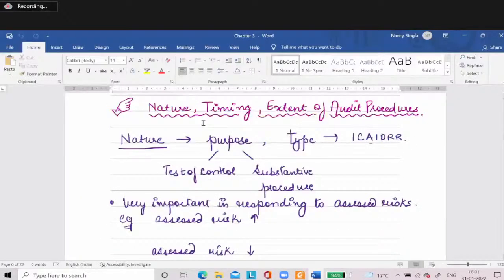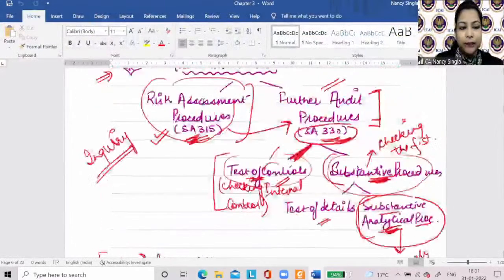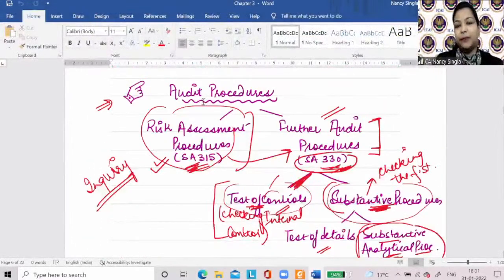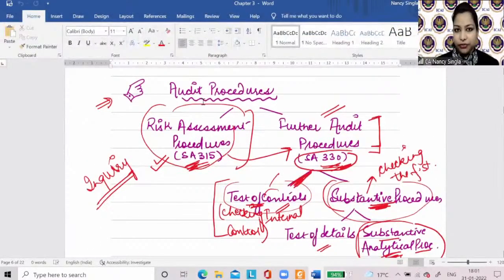In our last session, we did the various audit procedures that an auditor performs while conducting an audit. And I told you that these audit procedures will remain the same throughout the conduct of audit, whether the auditor is performing risk assessment procedures, test of controls, or substantive procedures, right?